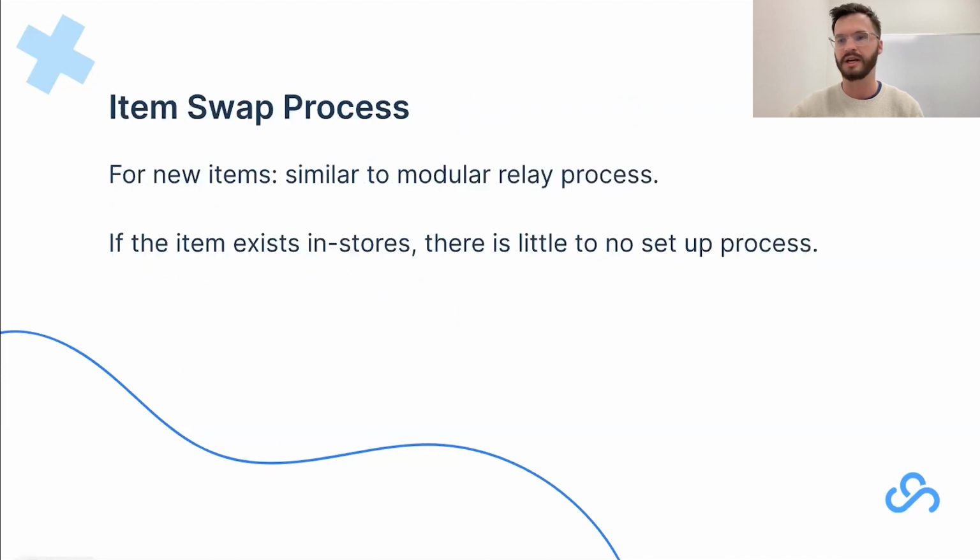Okay, so it's like with everything else, free form. That's the goal, right? The item swap process for new items is similar to the modular relay process again, right? If the item exists in stores, there's little to no setup process. So you don't have to go back through that whole process again if you've got something already set up in that situation.